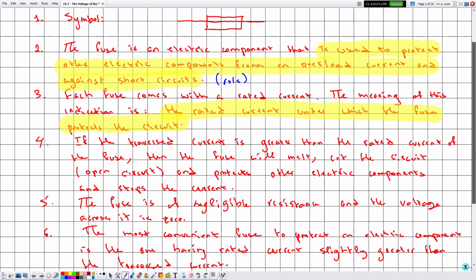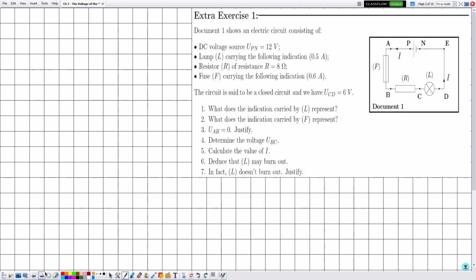Now let me move to the other section, which is an extra exercise that is not found in the notes, as a direct application on the fuse. They are telling me document 1 shows an electric circuit consisting of a DC voltage source. So here let me say that UPN is 12 volts. A lamp L carrying the indication 0.5 amperes.